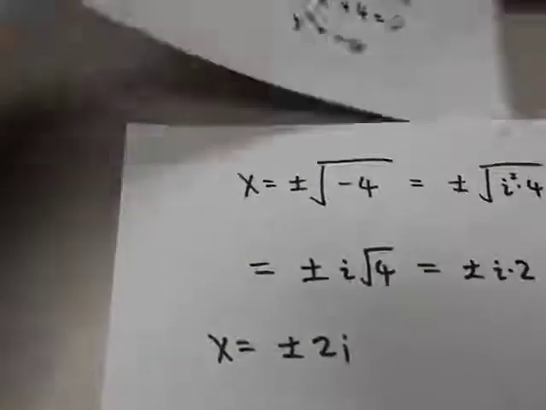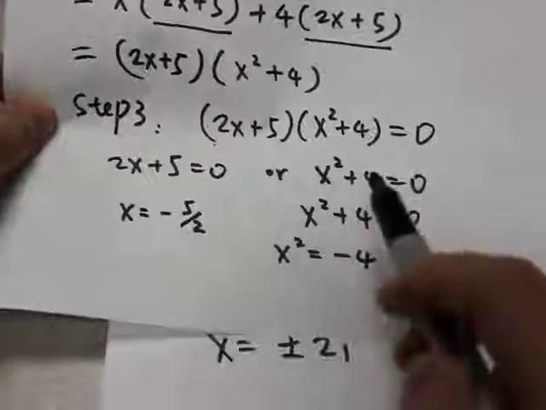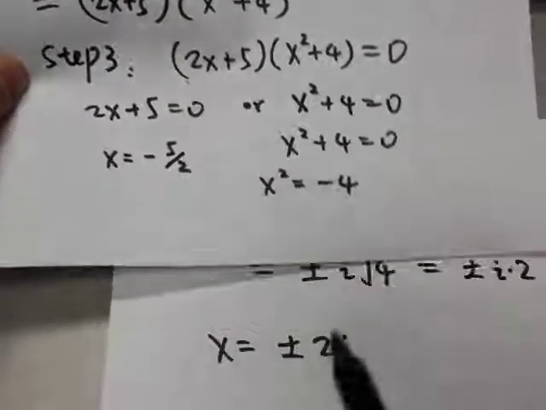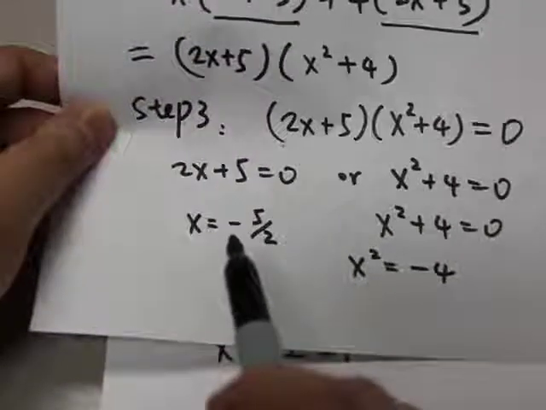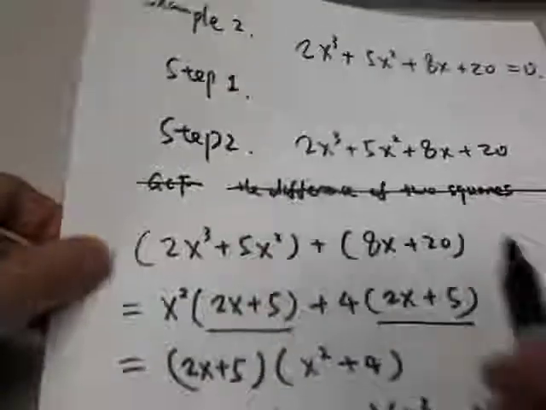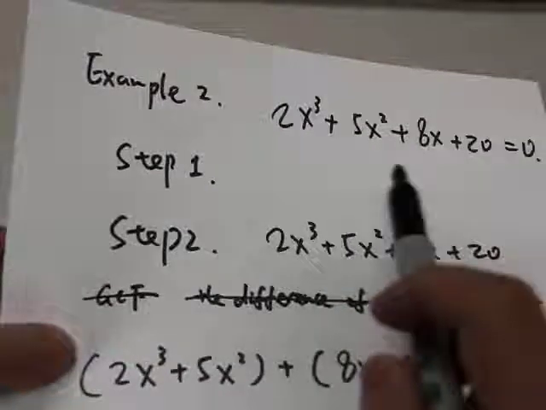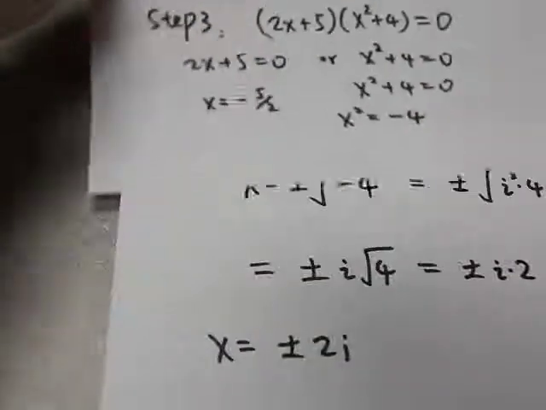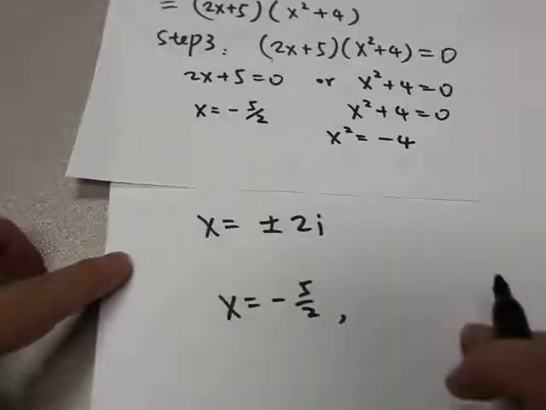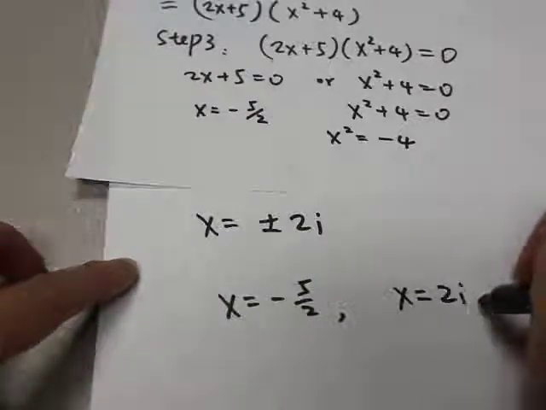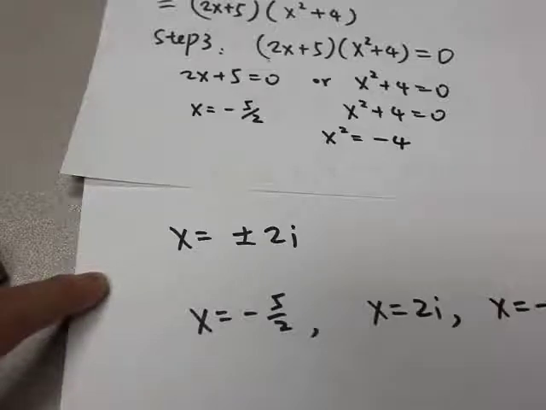Okay. So the two solutions of this quadratic equation are positive and negative 2i, and the solution of this linear equation is negative 5 over 2. So therefore, this polynomial equation has three solutions, and they are x equals negative 5 over 2, x equals positive 2i, and x equals negative 2i.